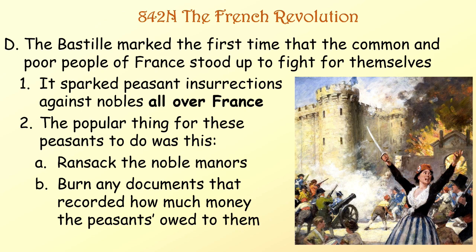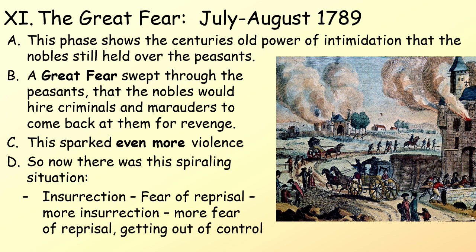The Bastille marked the first time that the common and poor people of France stood up to fight for themselves. And it sparked peasant insurrections against nobles all over France. The popular thing for these peasants to do was this. They would go in, ransack the nobles' manors, and then they would burn any documents that recorded how much money the peasants owed to their nobles. All of this led to what was called the Great Fear that went on in July and August 1789. And this phase, known as the Great Fear, shows the centuries-old power of intimidation that the nobles still held over the peasants.